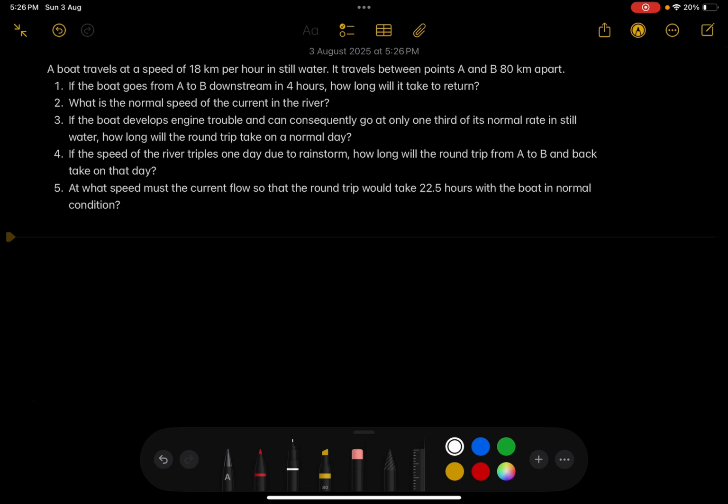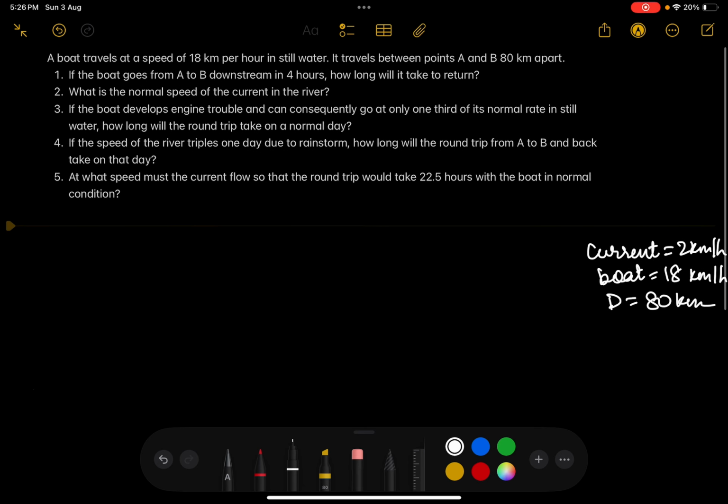Now I'll just write it here that the speed of the current that we found out was 2 km/h. Speed of the boat is given as 16 km/h. I'm just writing it for your reference because this is very useful information, and the distance is nothing but 80 kilometers. Okay, this is something we'll use in all questions, so I'm just writing it down on the side.